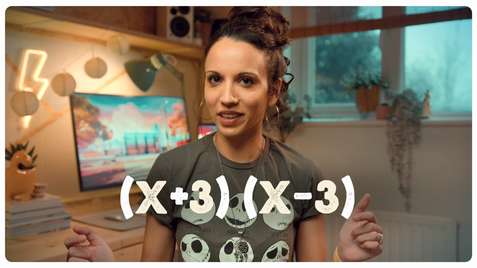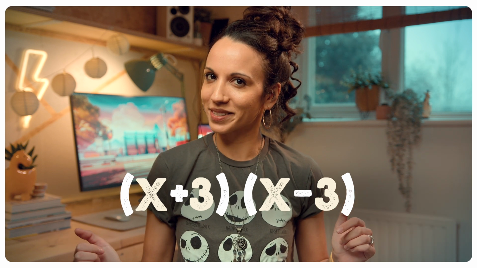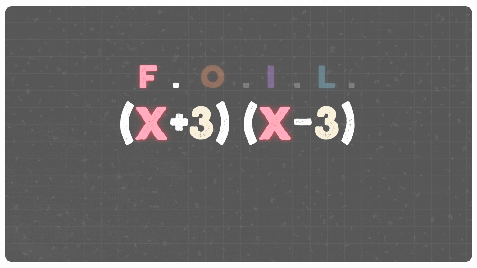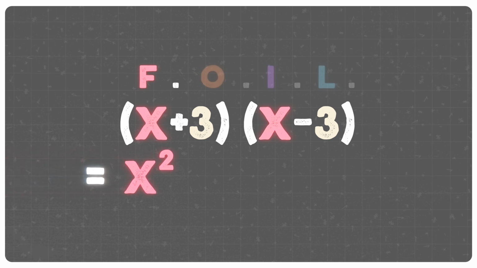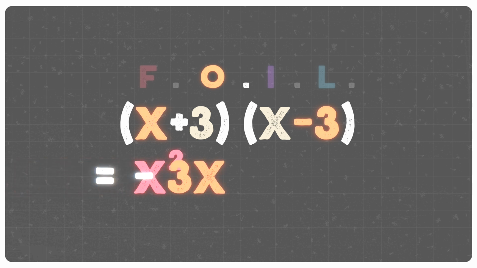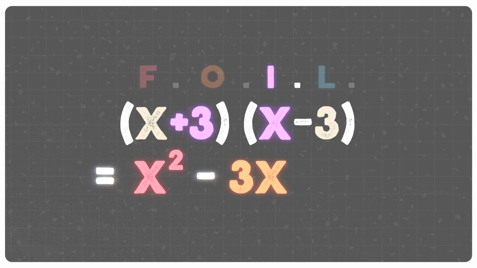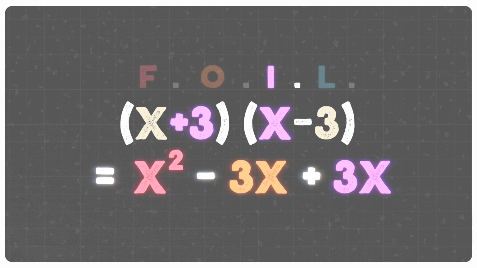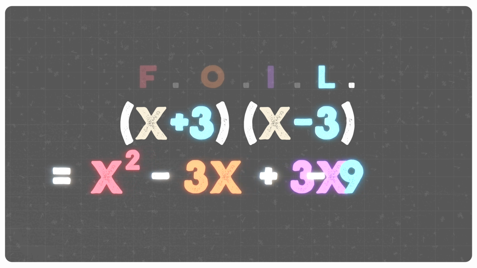This next example is a special case where the brackets are identical, apart from one having a plus and one having a minus. Let's see what happens. First, we multiply the first terms. X times x gives x squared. Now we multiply the outside terms. X times minus 3 gives minus 3x. Multiplying the inside terms next, so plus 3 times x, which gives plus 3x. Then we multiply the last terms, plus 3 and minus 3, which give minus 9.